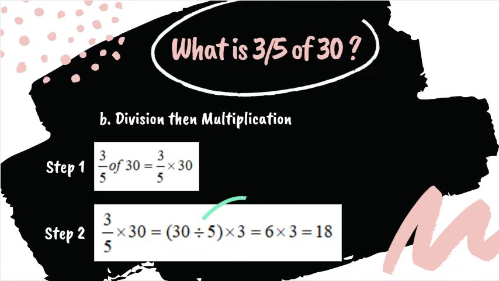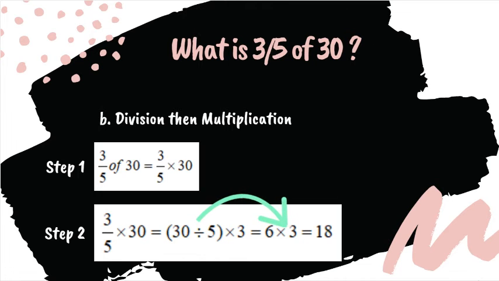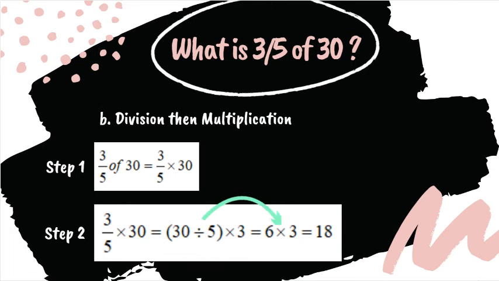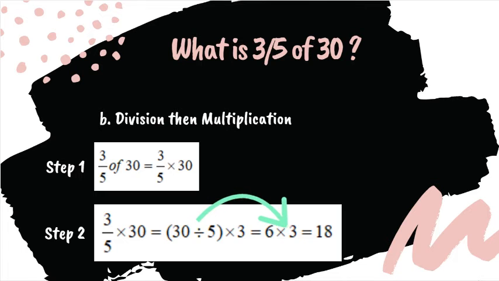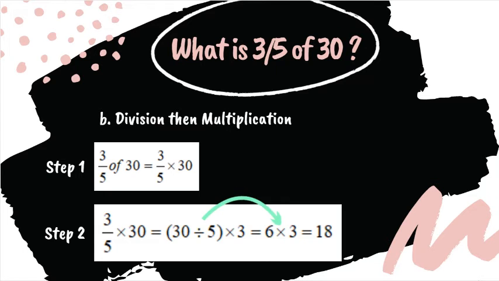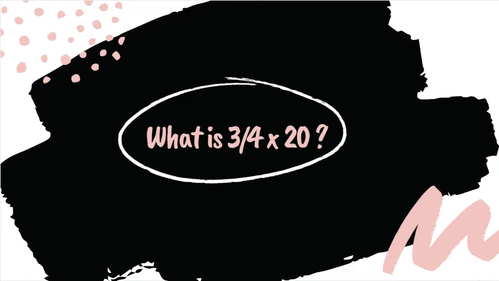Can you see? Even if we use two different ways in solving them, we will still get 18 as the final answer. For me, I will choose the second way. But how about you? Which way do you prefer for finding a fraction of a set? Now, you may try to solve this. What is 3 over 4 of 20? I will give you 20 seconds.